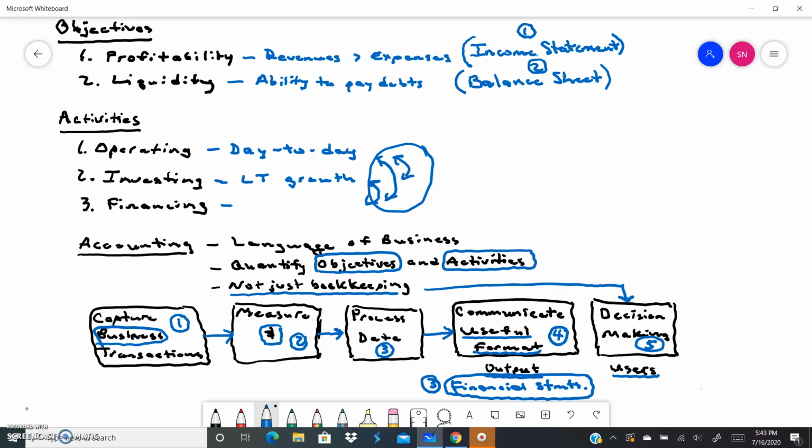And then the third financial statement lines up with our activities. It shows us where the cash has come from and where it's going in terms of these three particular activities. And that's what's called a cash flow statement. That is a little more complicated, so we're going to come back to that at the end of the semester, but just so you can see how that fits in right now between the objectives and the activities of the firm.